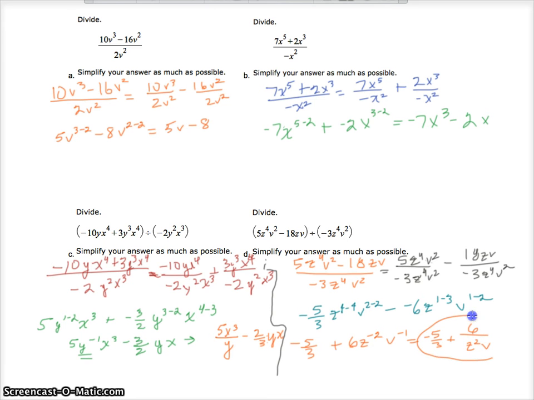The important thing is we need to break them apart and then apply our quotient rules. Once we've applied our quotient rules, we can simplify them properly and we get our final solution.